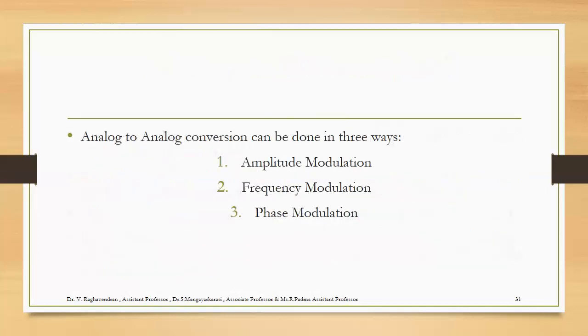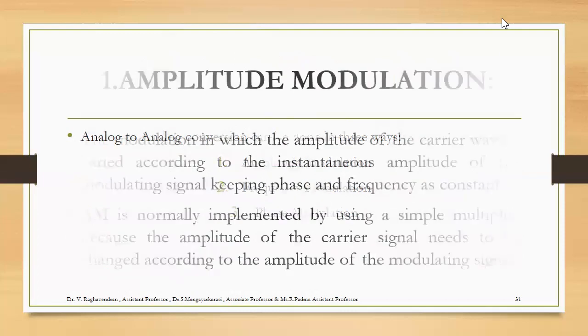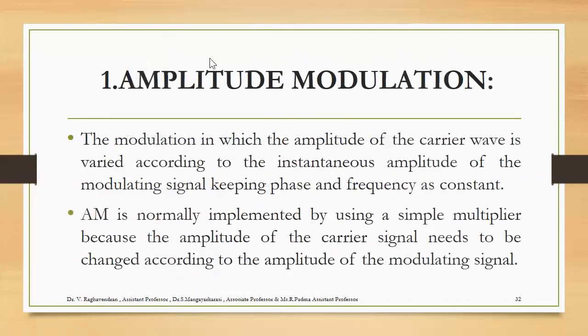So what methods are used for conversion of analog to analog? Here we are going to use 3 different techniques. One is called amplitude modulation, that is AM. The second one is frequency modulation, FM. The third one is phase modulation, PM.